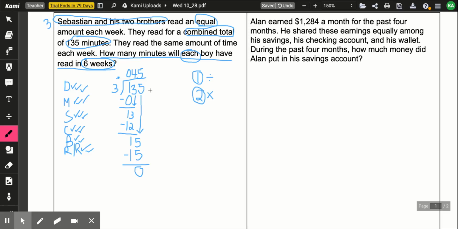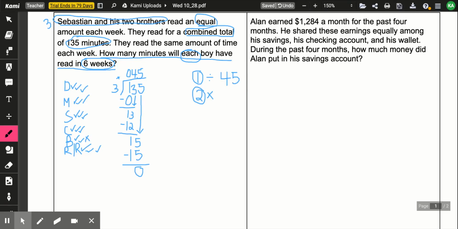Technically, I have my decimal with 0 zeros after. We're not going to learn that till 5th grade, so 0 would technically be my remainder, but that's nothing, so we don't need it. So since I'm not bringing something down, I would then use that as my remainder complete. So now I answered this first question. The hidden question here was, how many did each boy read in 1 week? And our answer is 45. So for our first step, the answer is 45.